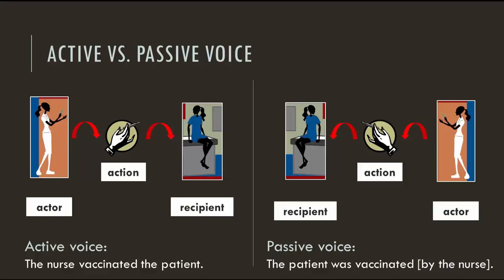Passive voice, on the other hand, emphasizes the recipient. In this sentence, "The patient was vaccinated by the nurse." The recipient is the subject. And as in all passive constructions, the subject is being acted upon rather than performing the action. So in this case, the patient is passively receiving the vaccination from the nurse. It's possible, when using passive voice, to eliminate the actor entirely. You could simply say, "The patient was vaccinated," and in some cases, that might be sufficient.